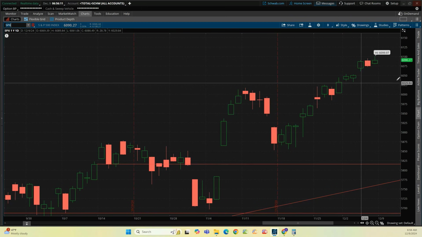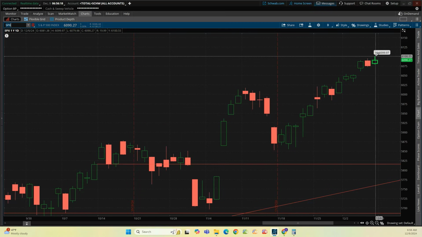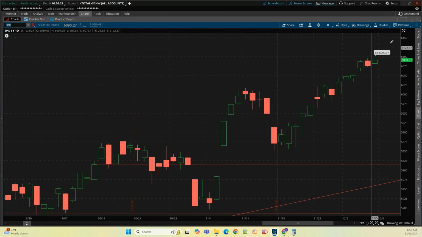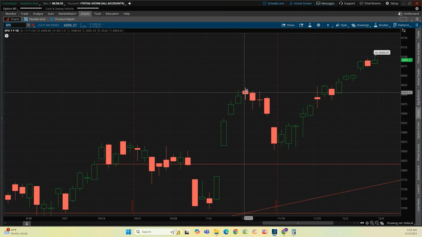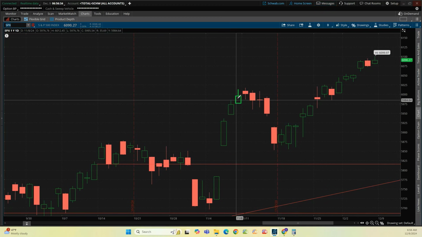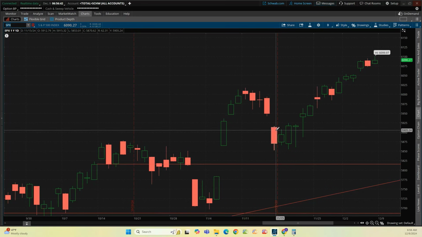With us being right at the next round number of 6,100, I think it's important to pay attention to that number and see how it trades around it. Will we get a catalyst to take it above, like we did at 5,900, where we can see continued price action, or will we see price action similar to how it traded around 6,000, where it consolidates and then profit taking happens?